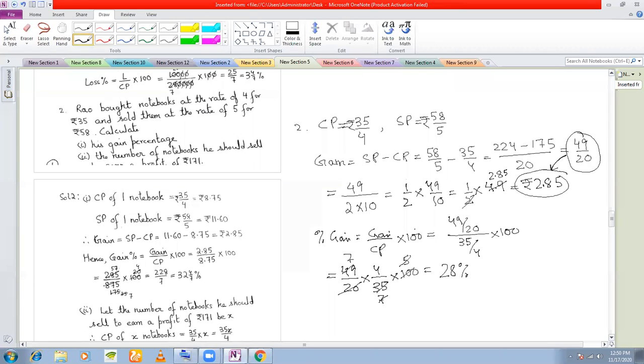I don't know how I got that. Wait, just give me a minute. Okay, this should be 232, not 224. And 35, this is okay. So this is 232 minus 175. So this is 57, not 49. So this is 57 divided by 20. This comes to 2.85. So let's now work with 57 by 20 here.